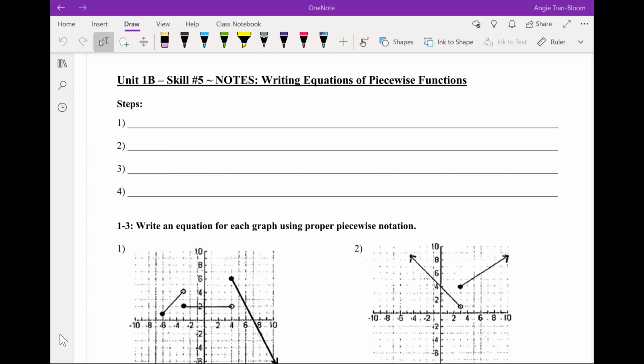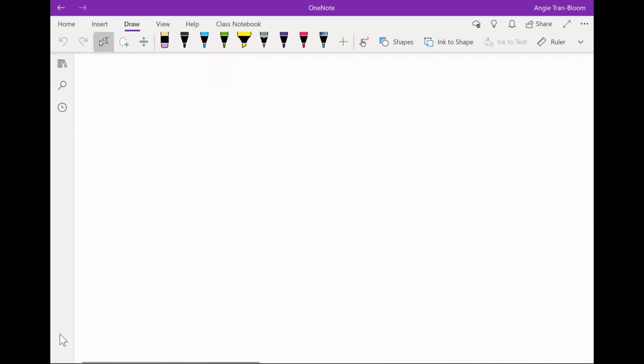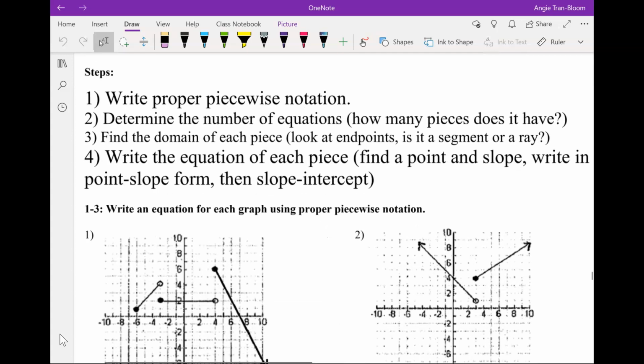Thank you. You will give me, for every graph I give you, one piecewise function. There are multiple steps here, 4 to be exact. These are guidelines, so let me give you about 2 minutes to write it in.